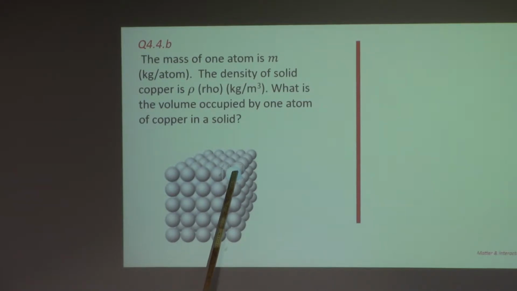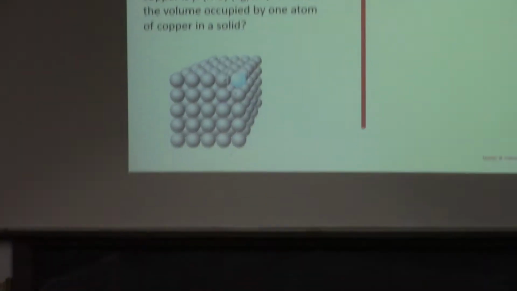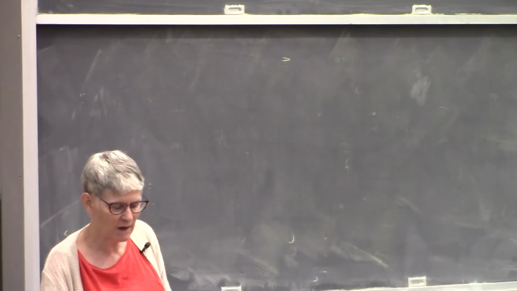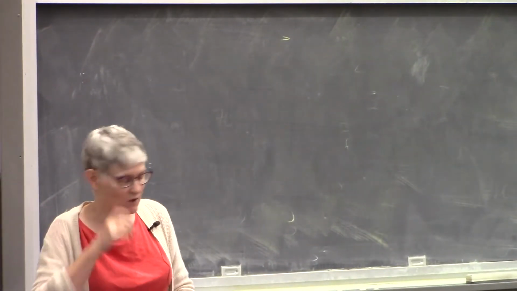So if we could find out the volume of one of these cubes, we could just take the cube root and find the length of a side, and that would give us the diameter of an atom. So that's the calculation we're going to do. We're going to use copper to figure out the diameter of a copper atom.